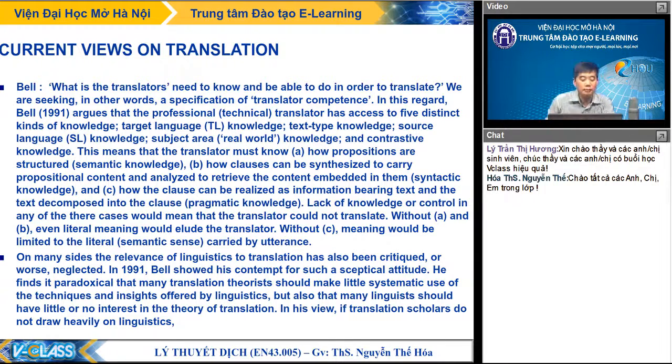On many sides the relevance of linguistics to translation has also been critiqued, or worse, neglected. In 1991, Bell showed his contempt for such a skeptical attitude. He finds it paradoxical that many translation theorists should make little systematic use of techniques and insight offered by linguistics.